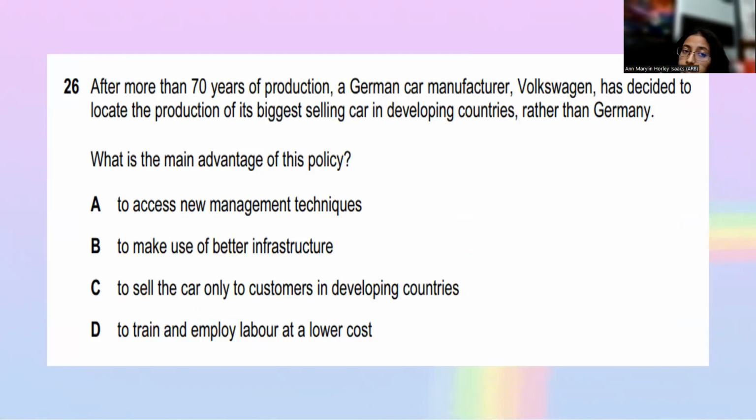Right. After more than 70 years of production, a German car manufacturer, Volkswagen, has decided to locate the production of its biggest selling car in developing countries rather than Germany. What is the main advantage of this policy? To access new management techniques.